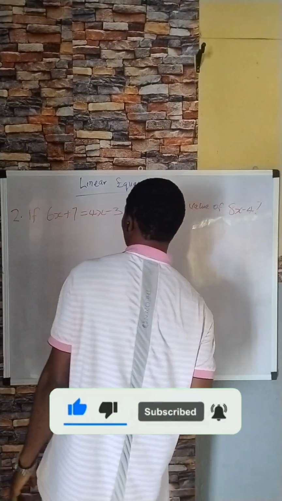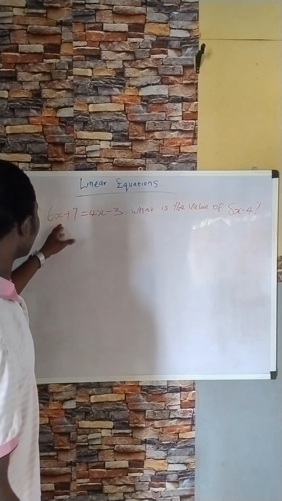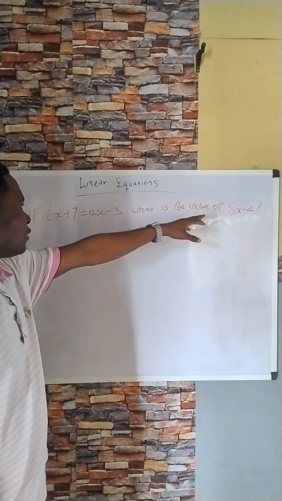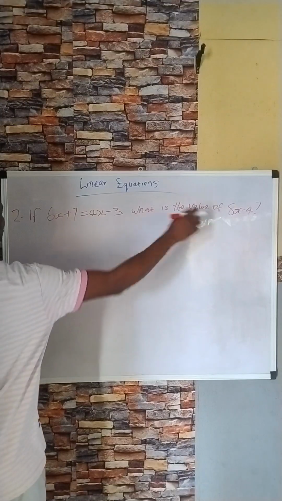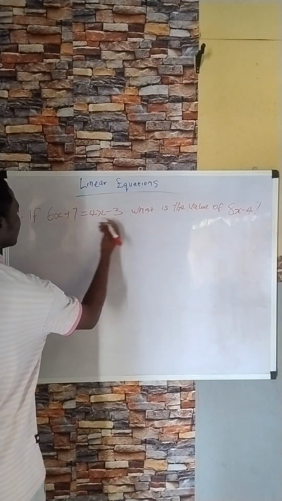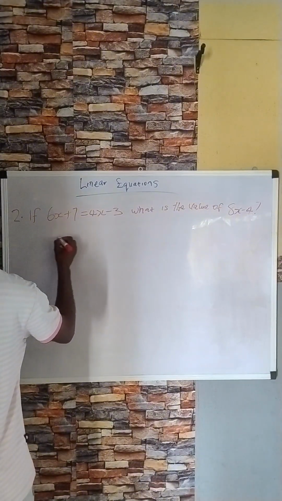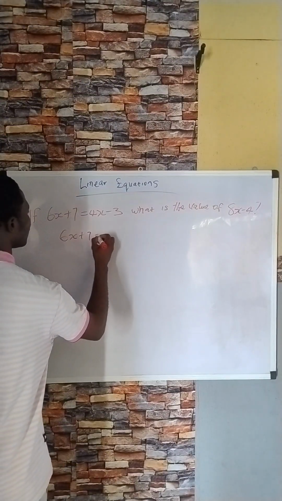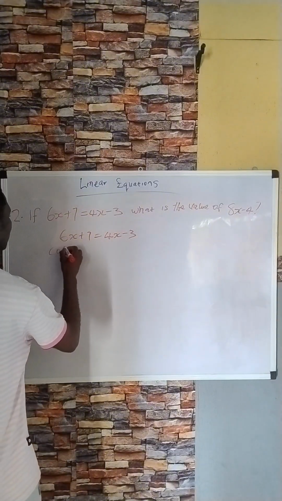Take note of this. What you have to do is solve this and get the value of x first, and then input your value of x here and multiply to get your correct answer. So how do we solve this? First, this is already simplified. All we have to do is collect like terms. Let me write out the equation here: 6x plus 7 equal to 4x minus 3. So collect like terms.